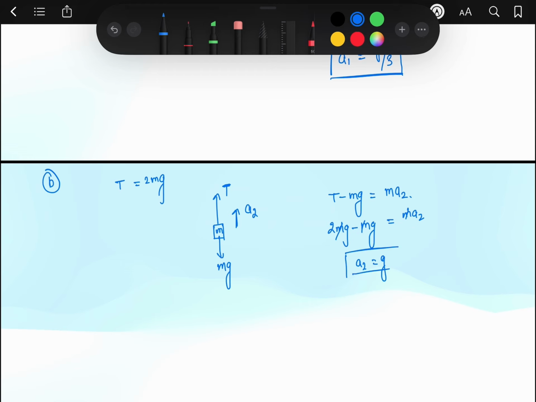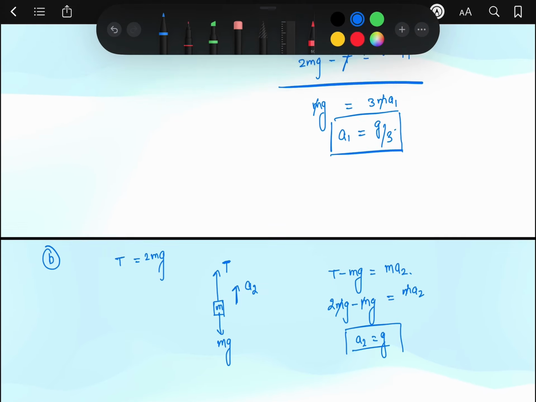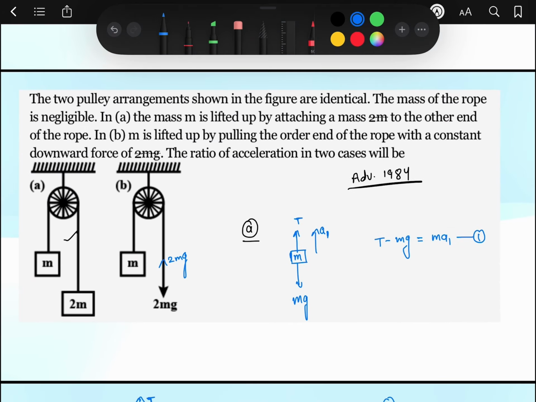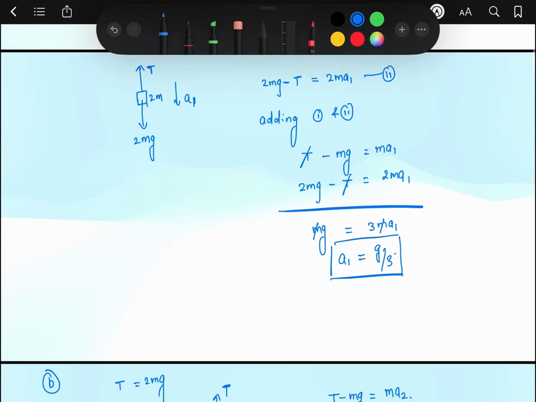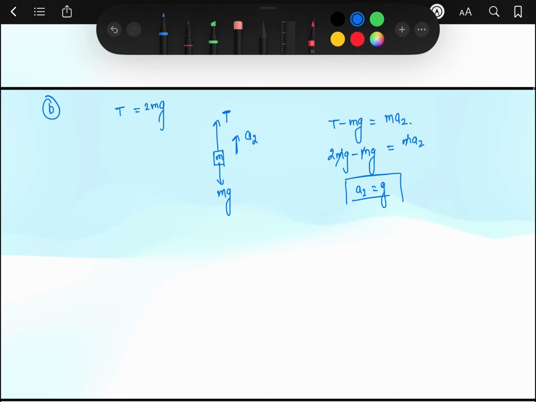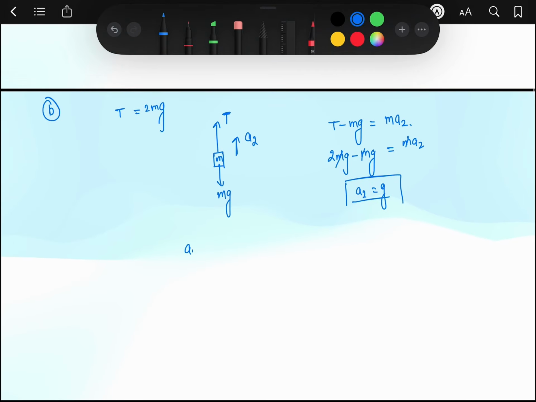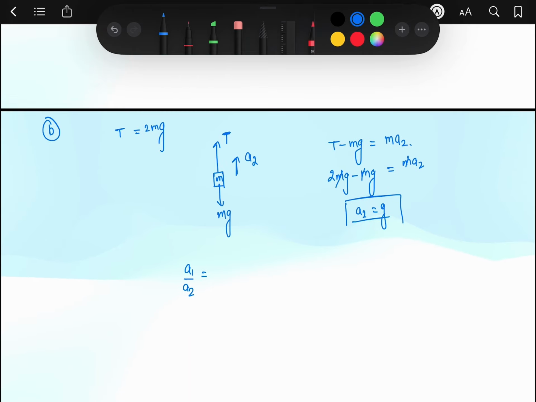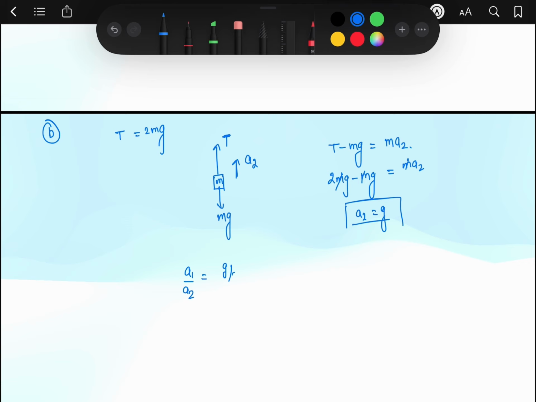Okay. So what we have to find here is the ratio of acceleration in the two cases. So now we directly write a1 by a2, that will be equal to g by 3 divided by g, so that will be equal to 1 by 3. So the ratio of acceleration in the two cases will be equal to 1 by 3. Okay.